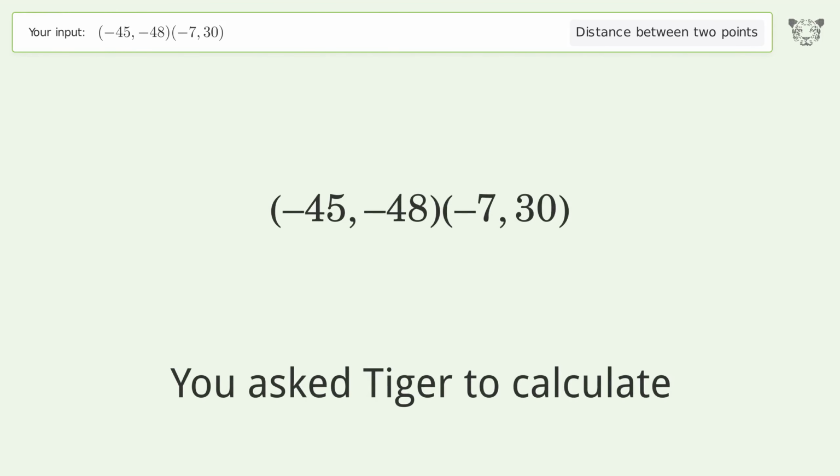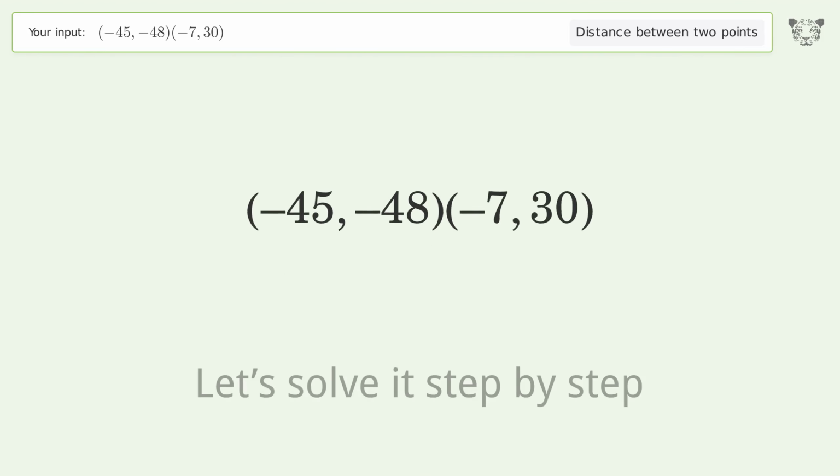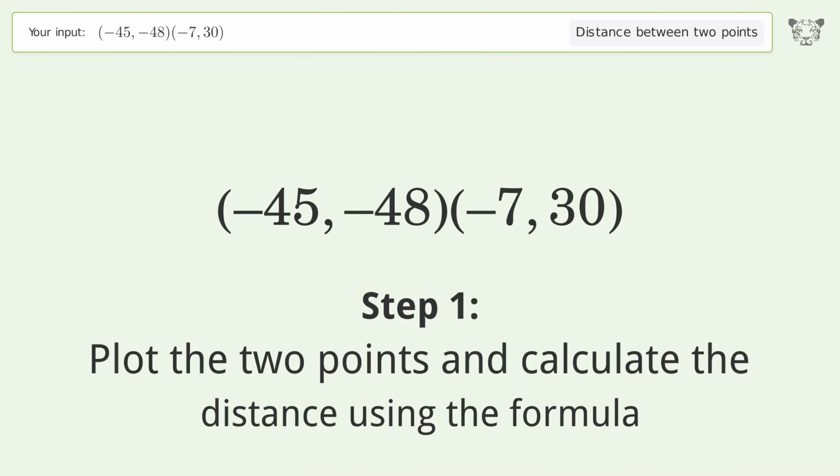You ask Tiger to calculate. This deals with the distance between 2 points. The distance between the 2 points is the square root of 7,528, or 86.764. Let's solve it step by step. Plot the 2 points and calculate the distance using the formula.